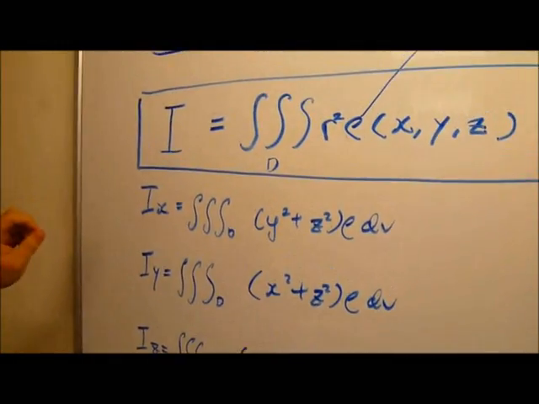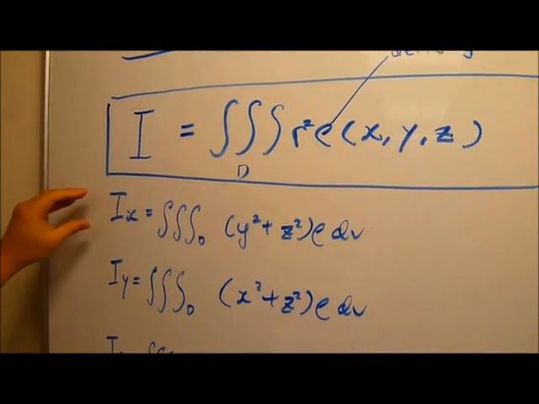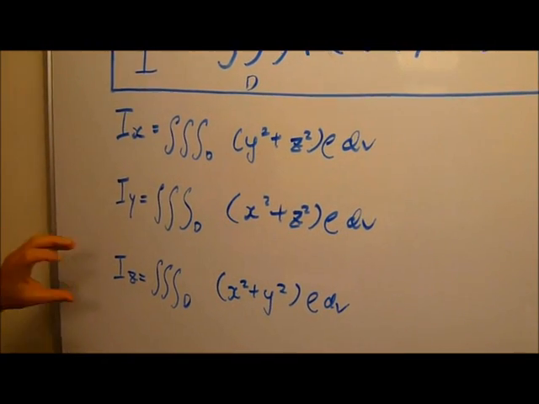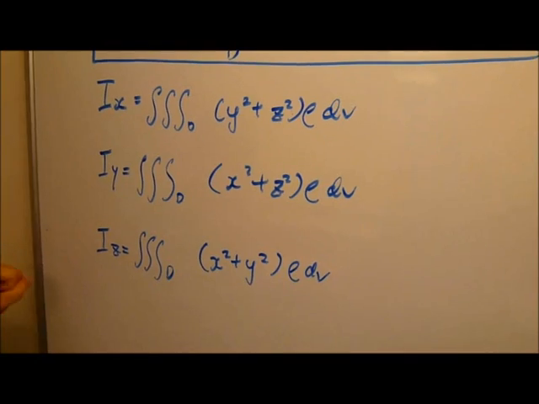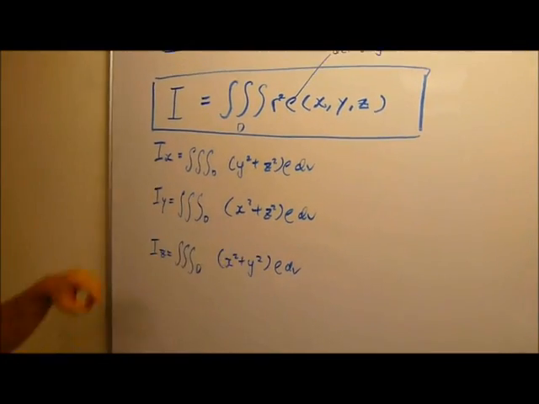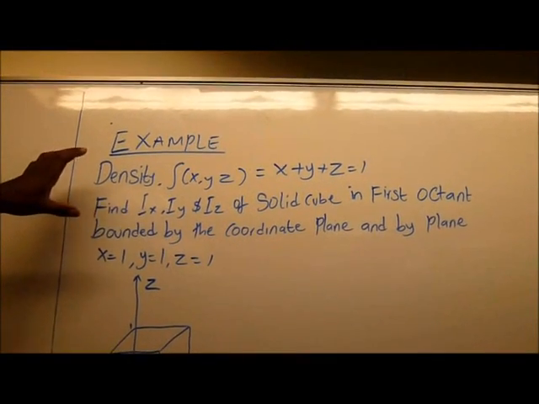And if the limits given are the same throughout, the inertia along the x-axis, y-axis, and z-axis will come out the same for each one of them. Now we are going to look at an example.